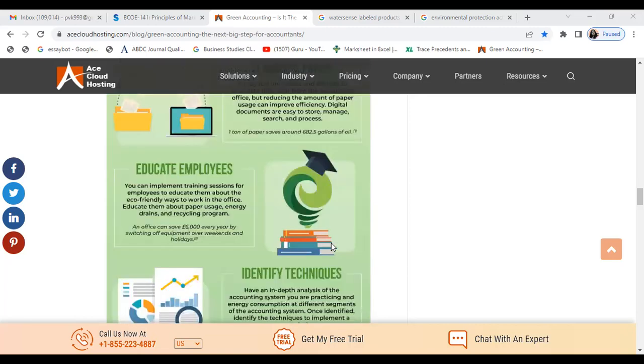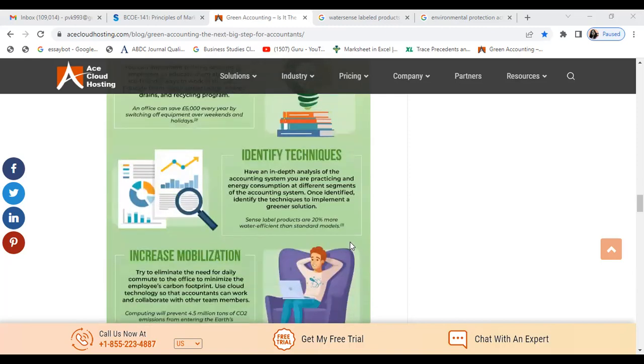Now, the second important way of implementing green accounting is to educate employees. We can train the employees about eco-friendly ways to work in the office, educate them about best paper usage and recycling programs. So that will reduce the impact on the environment. The third best method is to identify techniques for minimizing energy consumption in different segments, and identify techniques to implement a greener solution.